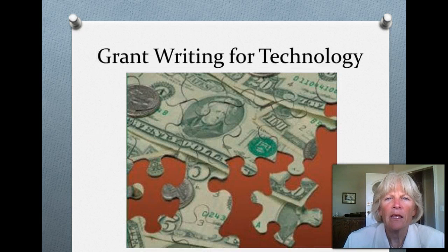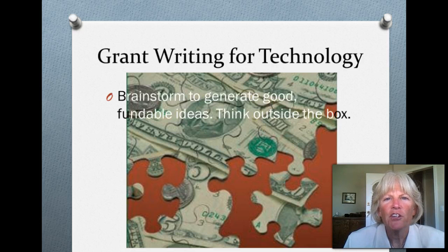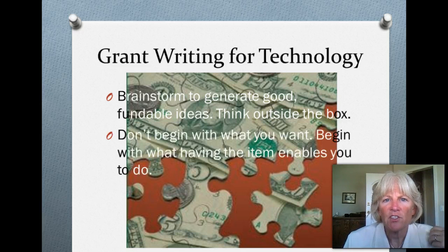So grant writing, in order to help you move forward with technology related ideas, is kind of like putting a puzzle. You need to begin by brainstorming. You need to come up with some creative ideas that would be fundable. And like I said, you need to think about things that are going to be unique and not necessarily things that everybody else is going to come up with in their own proposals.